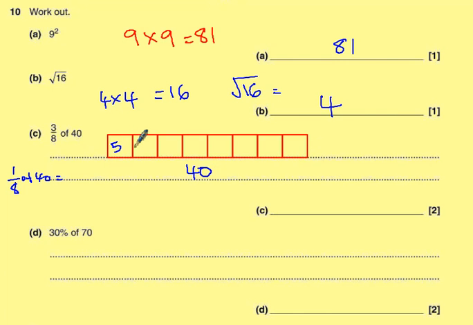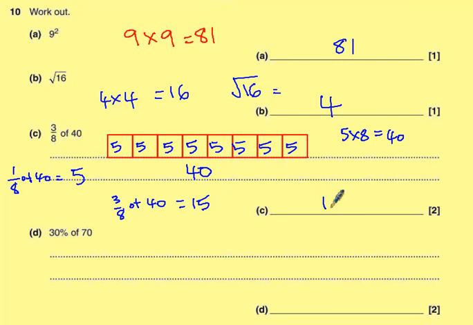So each one of these squares is worth 5. 4 of them is half of it, which is 20, and another 4 of them makes another 20. In total is 40. So 1/8 of 40 is equal to 5, because 5 times 8 equals 40. So 3/8 of 40 is equal to 1, 2, 3 of them. 5 times 3 is equal to 15. So my answer is equal to 15, because 5 times 3 is equal to 15.